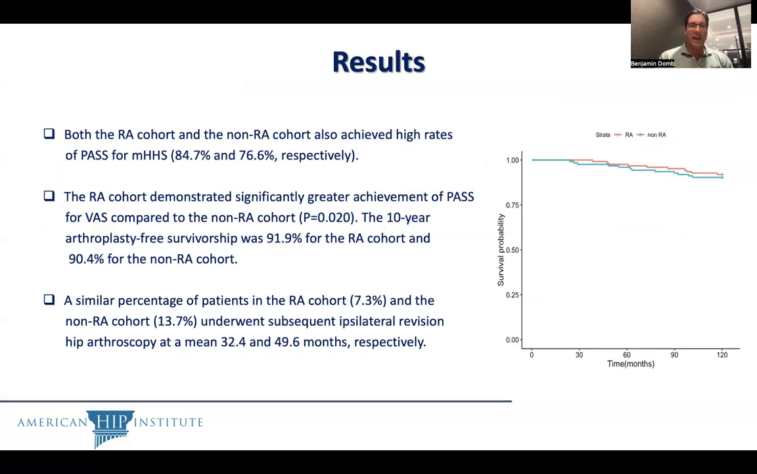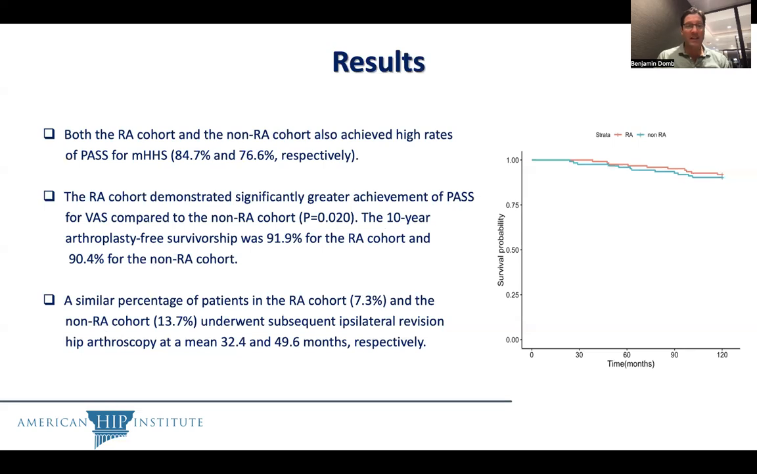Both the retroverted and the control groups achieved high rates of PASS for MHHS. In the retroverted group, that rate was nearly 85%. The retroverted cohort demonstrated significantly greater achievement of PASS for VAS compared to the control group.